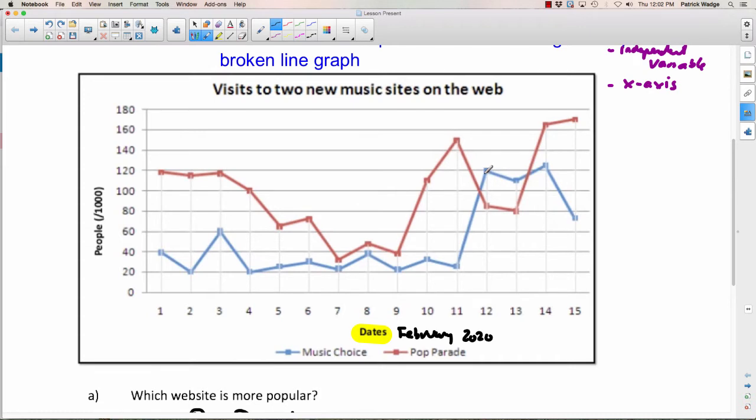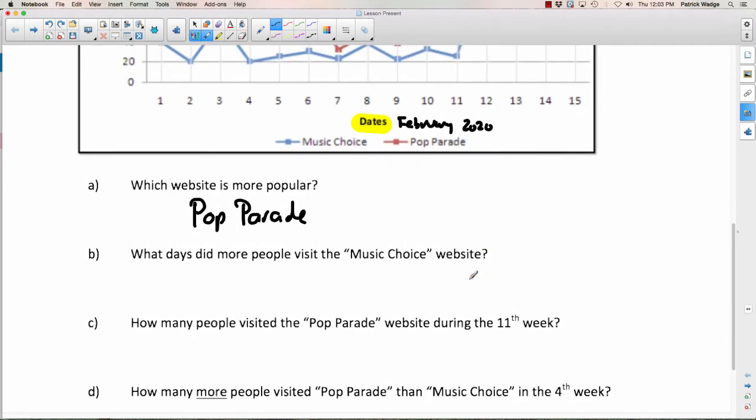And right here, you've got blue a little bit higher here, and blue's a little bit higher here, and then that's it. It falls below again. So it's just those 2 days. What days are those? 12 and 13. So if you want, you could just put 12th and 13th days, or if you want to go with my February thing, you could call it February 12th and February 13th.